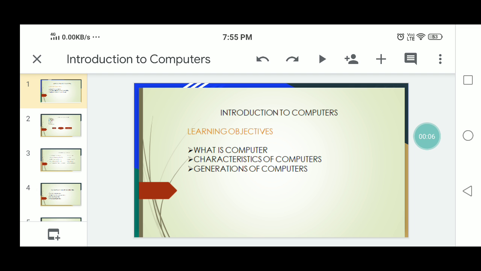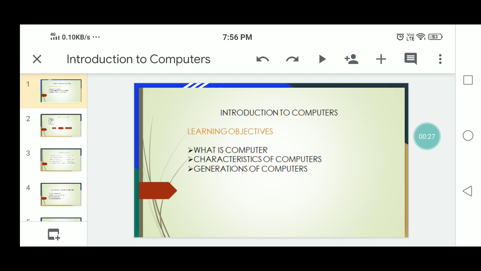So today's class is about introduction to computers. This is a very useful session for all the learners of computers. So this is useful for first year students.